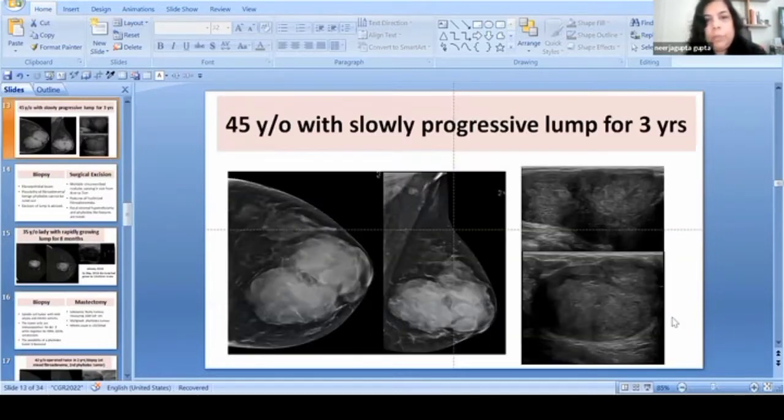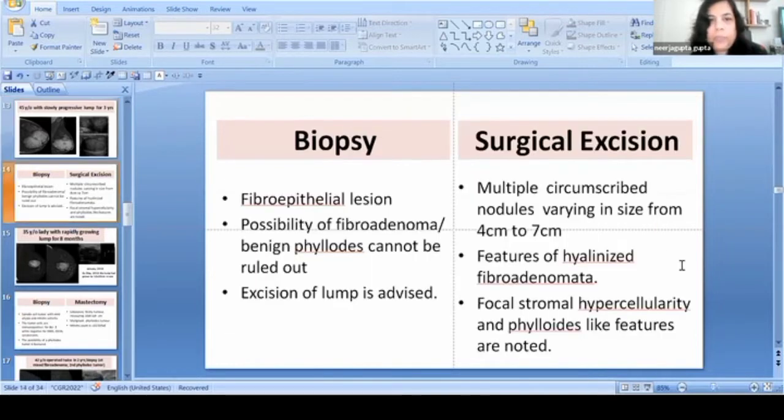A 45-year-old lady with slowly progressive lump for 3 years, and you can see that they in fact look like multiple lumps to me, and they are lobulated, circumscribed. Similar picture on the ultrasound, and if I may say so, probably there is some cystic areas, the kinds which we expect in phylloides, and so we gave a possible diagnosis of phylloides in this patient, and very difficult to say about malignancy. We would rather give it a BIRADS 4A.